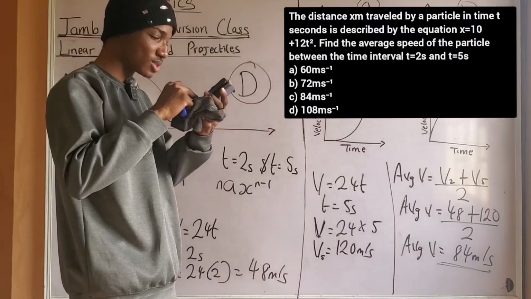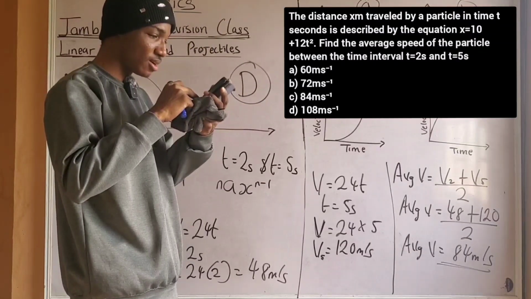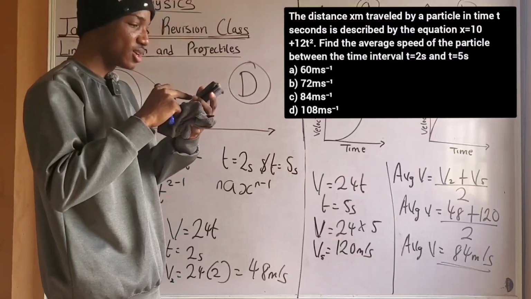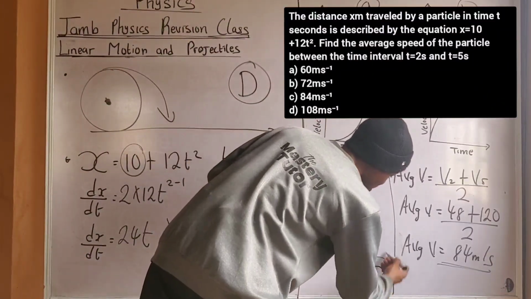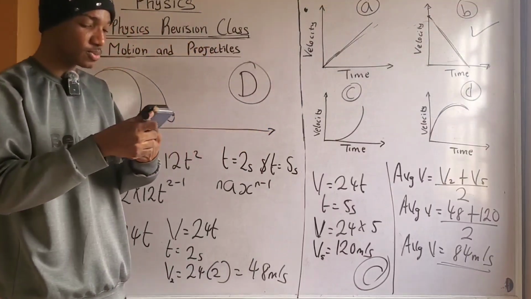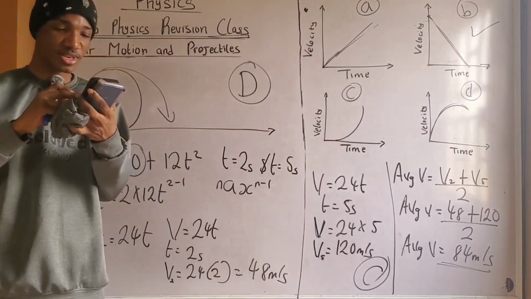The correct option to that question is option C. Yes, option C is correct. 84 meters per second. Option C is the correct option. Okay, now let us proceed to the next question here.